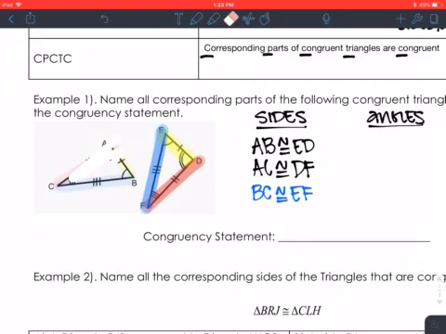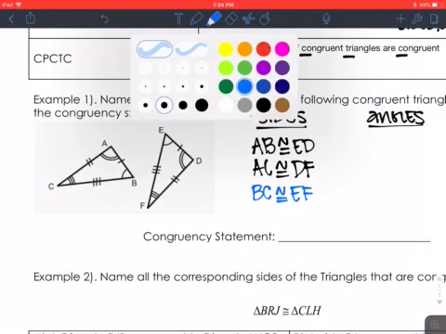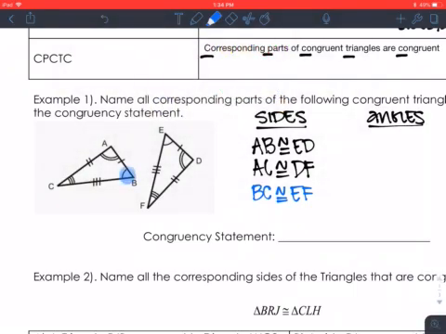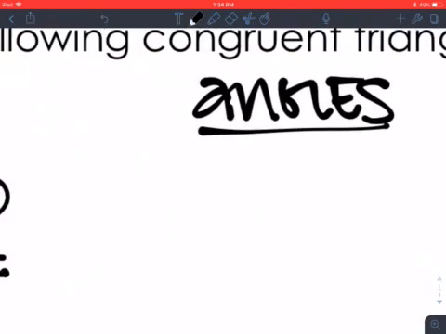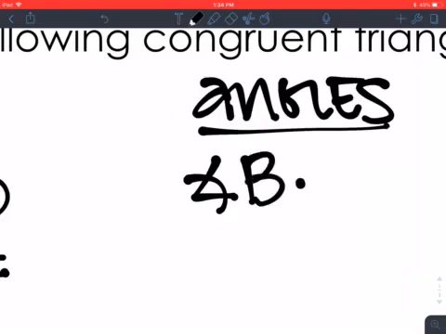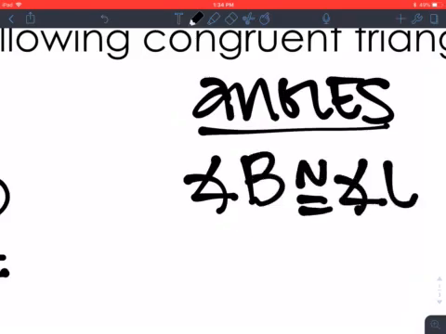Now, if we take a look at the angles, same idea. We're going to go off of the tick marks. It doesn't matter which one to start with. I'm going to start with B because it has the one tick mark. So angle B has that one swoop, and angle E also has the one swoop. So I know that angle B is congruent to angle E.